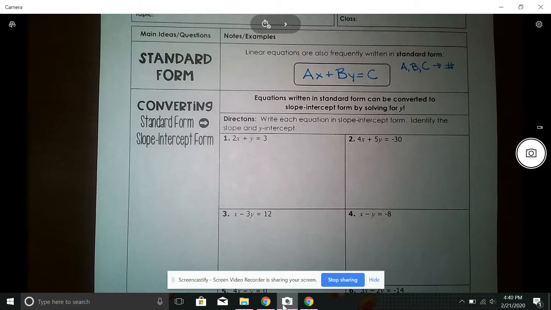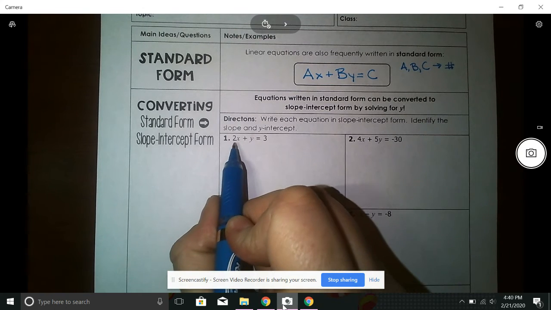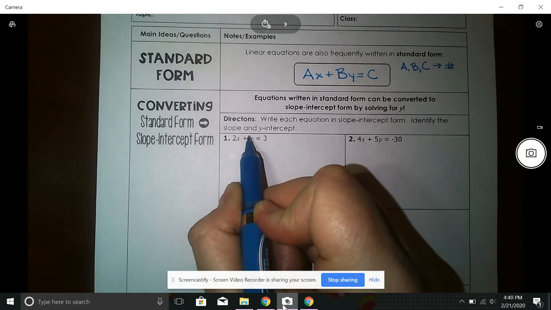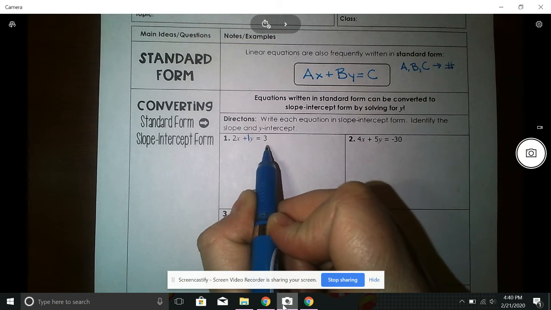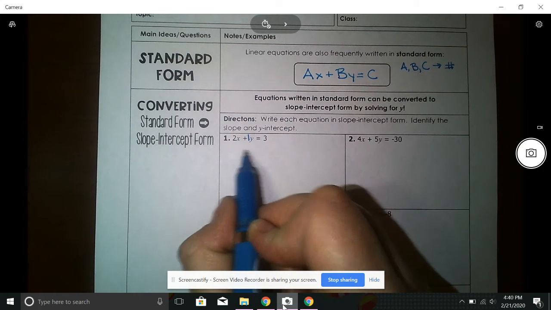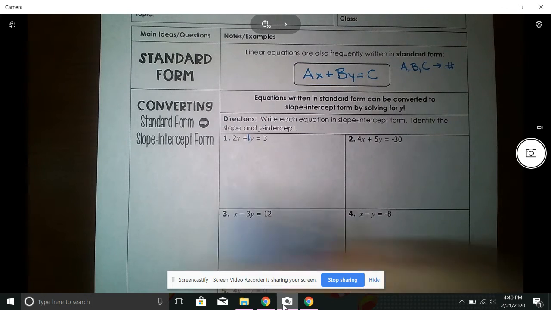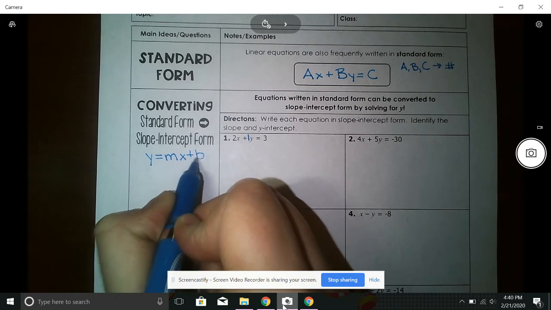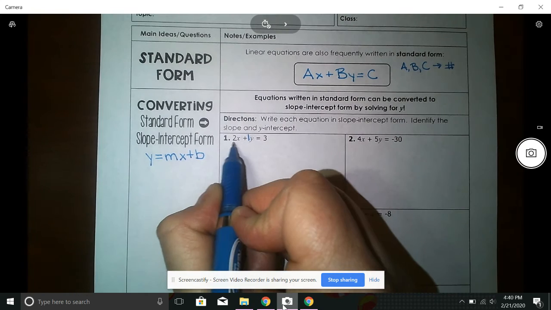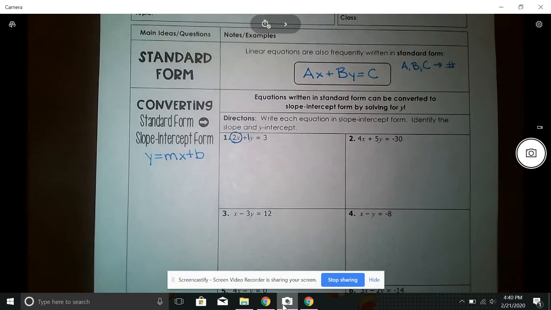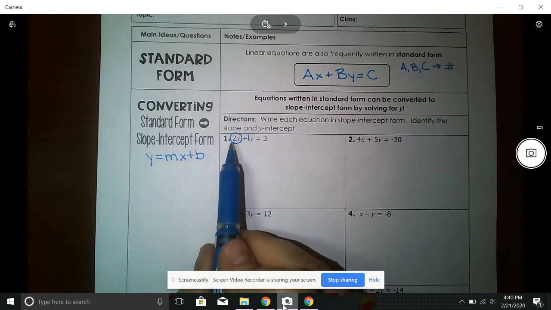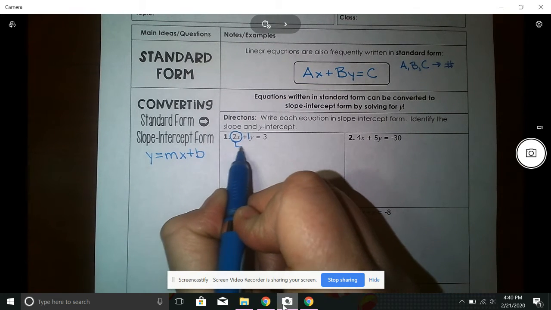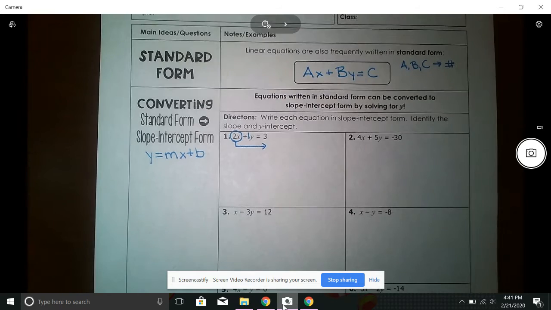Let's look at number 1. In number 1, the A is a 2 in front of x, the B is a 1 in front of y, and the C is a 3. We need to move over everything except the y. We want to turn this equation into a y equals mx plus b pattern. The first thing I'm going to move is this 2x. I don't need to separate it. I don't need to divide off the 2. I need to move the whole thing together.